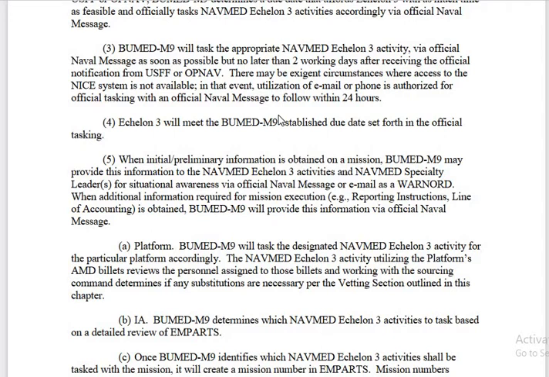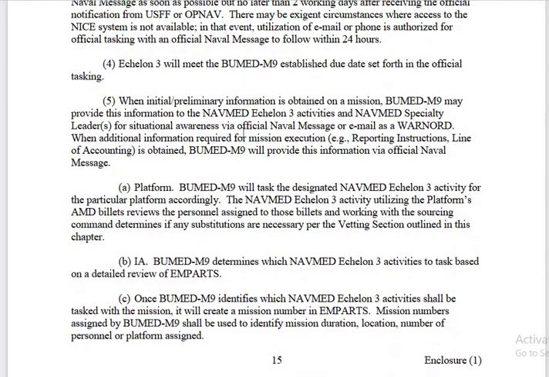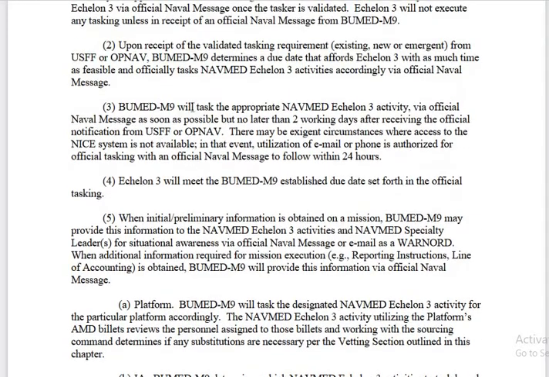So M9 needs to task Echelon 3 pretty quick. I think it says within 2 working days. So M9 tasks Echelon 3 as soon as possible, but no later than 2 working days after getting that official notification from OpNav or USFF.